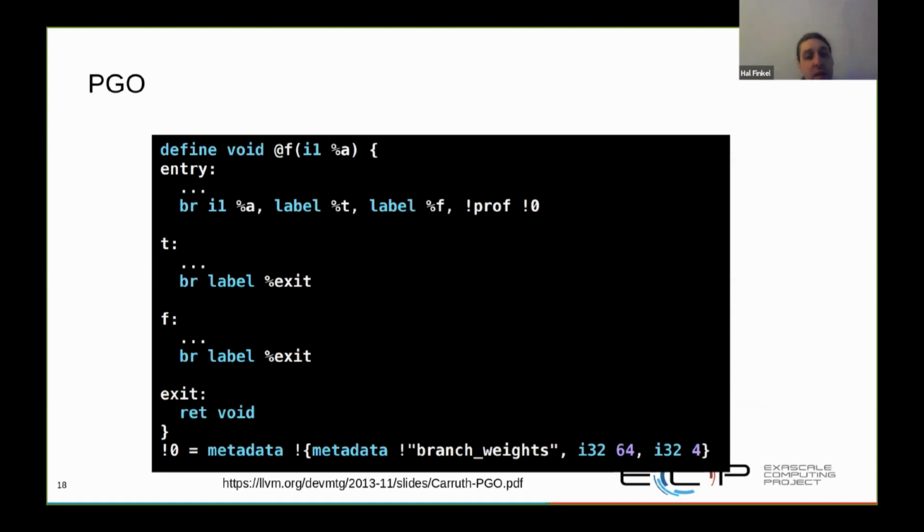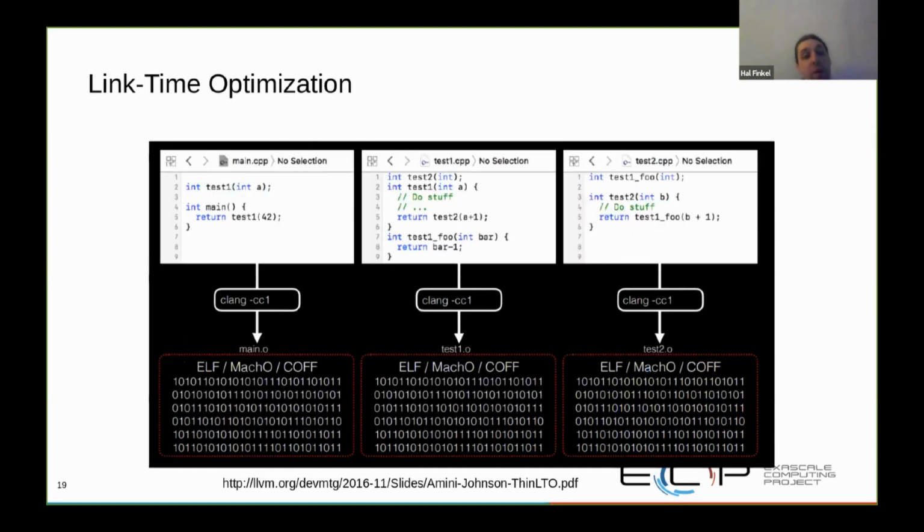As I mentioned, the results from the profiling information are incorporated into the IR. And so if you're creating tooling on top of LLVM, you can use this information. The optimizer has ways of using it automatically, but of course you can read the metadata and use it for other things as well.